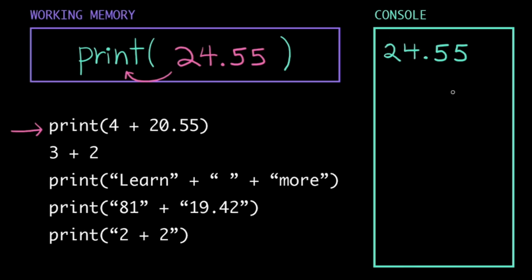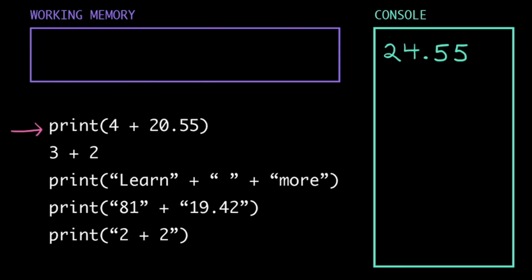This instruction is complete, so the computer is ready to move to the next step, but first it wants to optimize its brain space. It doesn't really need to remember this instruction anymore. It doesn't need this information. So it just clears out its working memory and forgets, and that makes room for the next instruction.